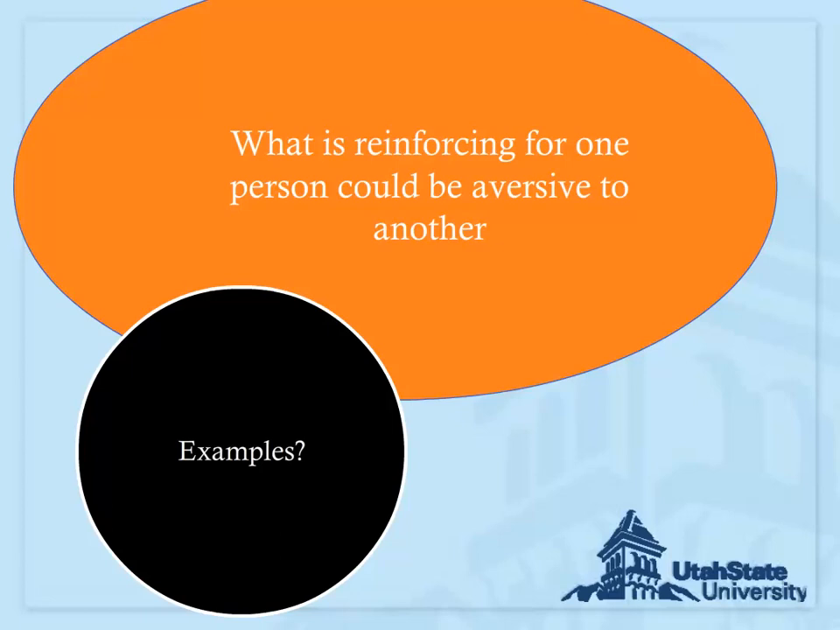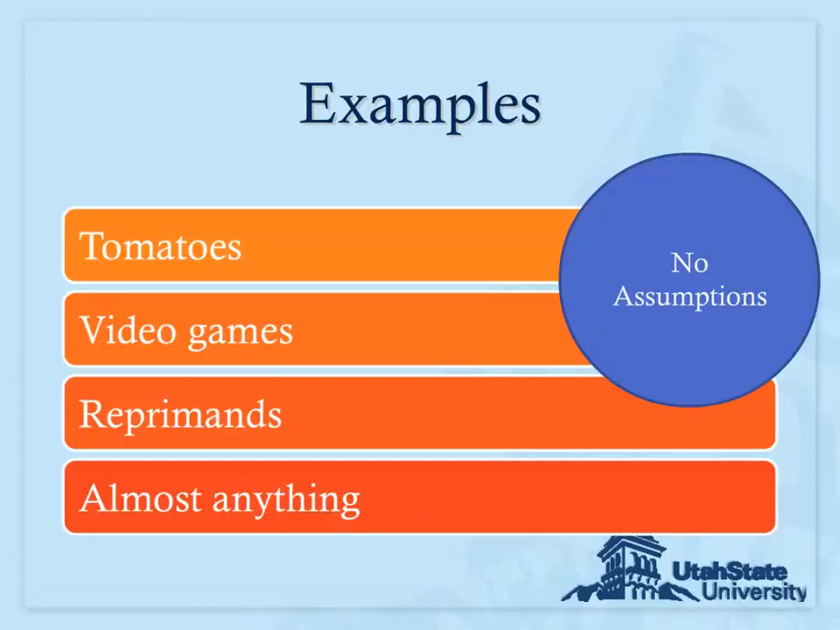Can you think of any examples where this might be true? An example is something like tomatoes. Some people find tomatoes delicious and very reinforcing, where other people hate the texture of tomatoes. Some people will happily engage in a behavior to earn time playing on video games. For them, video games could be a high-value reinforcer. Others don't really like playing video games and won't work to earn video game time. Reprimands is another example. Some people will engage in inappropriate behavior just because reprimands serve as a reinforcer. For others, this may not be true.